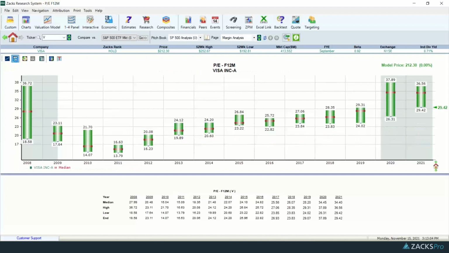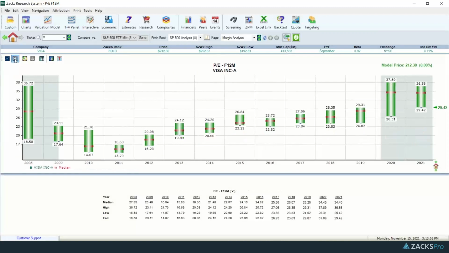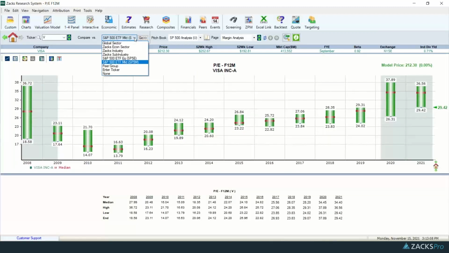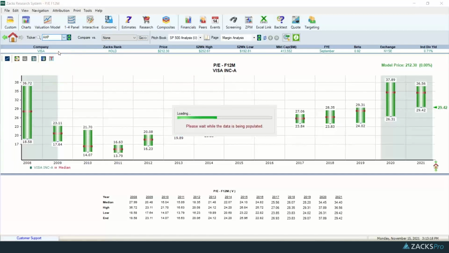Let's see. There we go. Activate it back. Got to go to the absolute, not look at relative. So I'm going to go ahead and turn that off, because when you actually make it relative, you lose your valuation tool. Okay. We could go back and take a look at American Express right now.